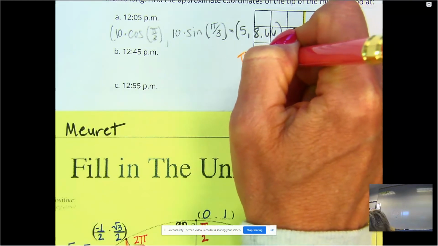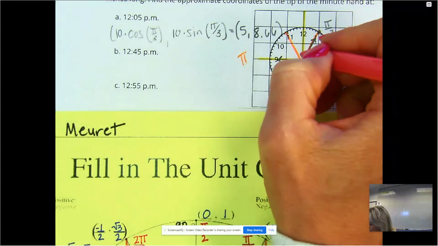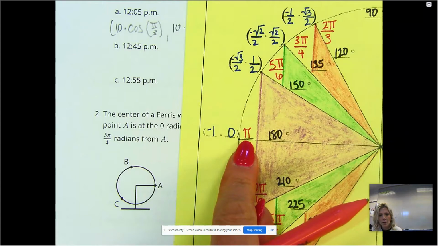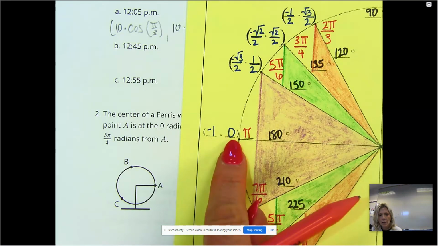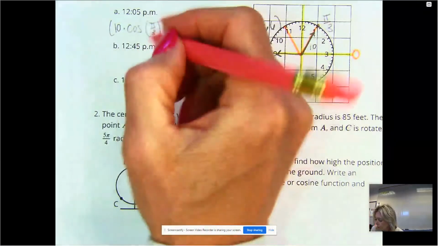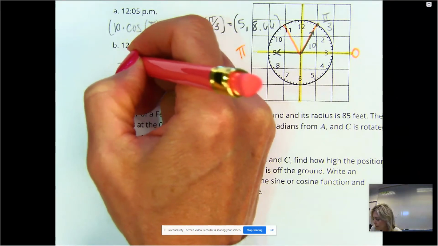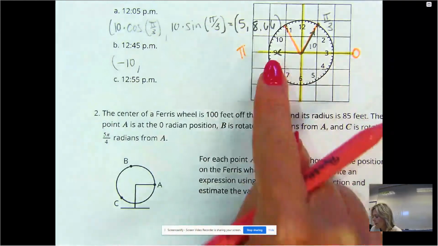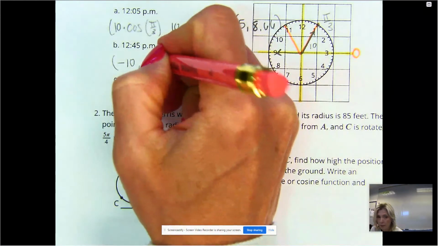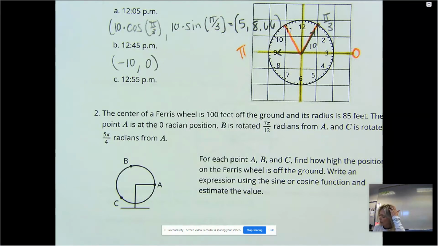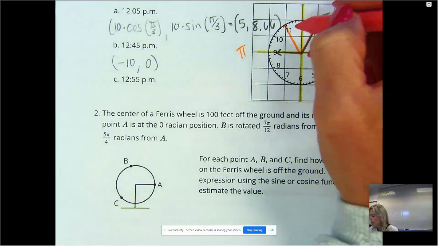Over here at 12:45, that's when the minute hand is pointing right at the 9. And at that time, this is pi, so the cosine is -1 and the sine is 0. So if this is 10 inches long, then I would have 10 times the cosine of pi, which is -10, and then 10 times the sine of pi. The sine of pi is 0. 10 times 0 is 0. Okay, so -10, 0.